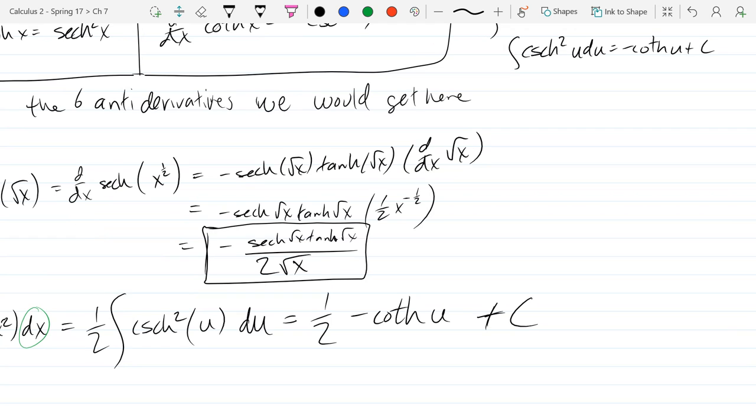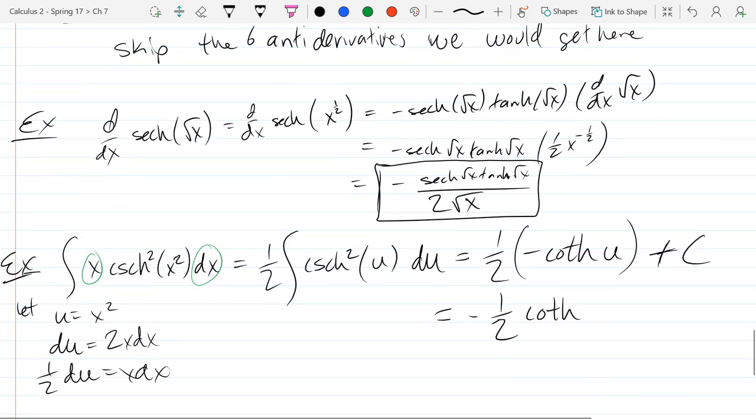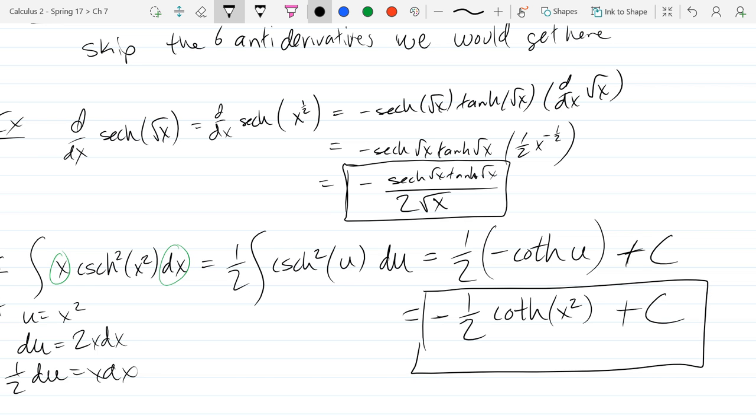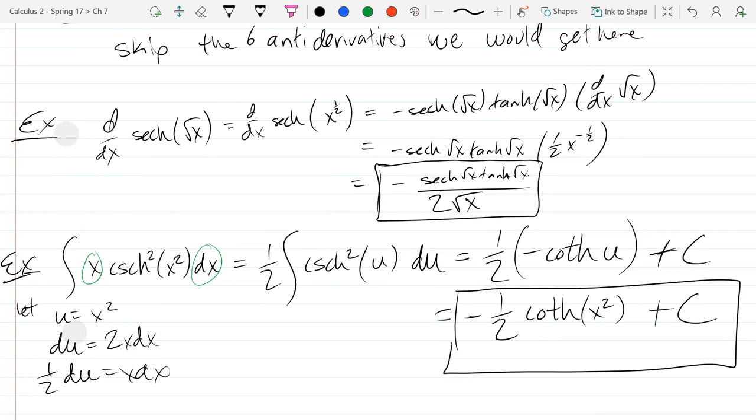What is bad about the way I wrote this down? It should be a subtract, multiply by negative. So we get negative 1/2 cotangent hyperbolic. Remember, u is something that we made up because we couldn't take the antiderivative in our head. u is x squared. So it's negative 1/2 cotangent hyperbolic of x squared plus c. And there's our antiderivative.